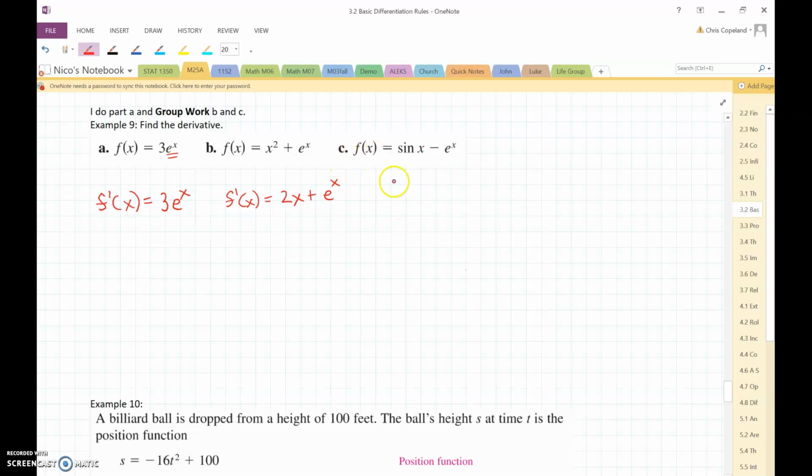Part C, f of x equals sine of x minus e to the x. So the derivative of sine of x is going to be cosine x, and the derivative of e to the x is e to the x, so minus e to the x.